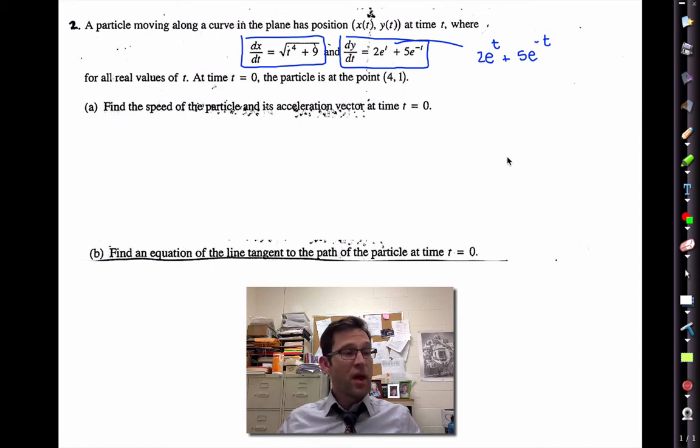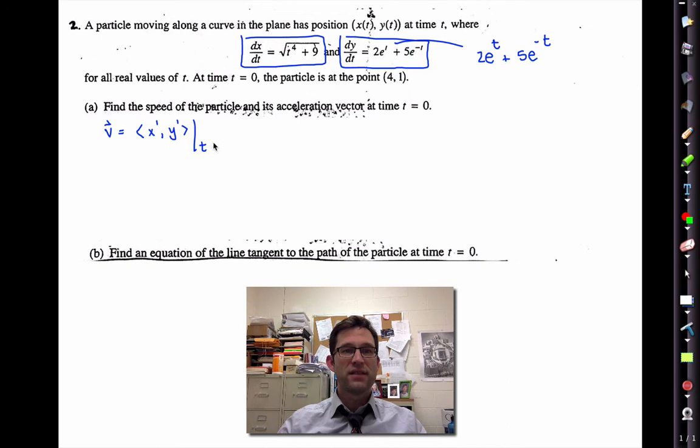All right, let's do it. The numbers here are actually quite nice. And we don't have to do a lot of work, especially for speed, because we already have the components of velocity, right? Velocity is x prime comma y prime at t equals 0.